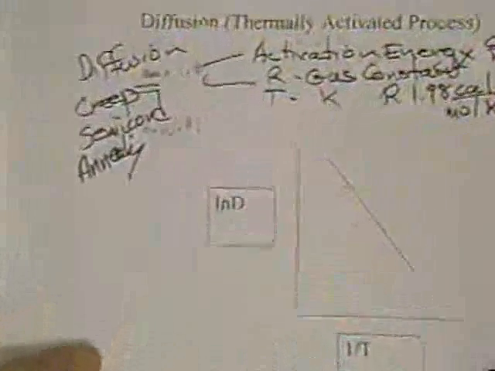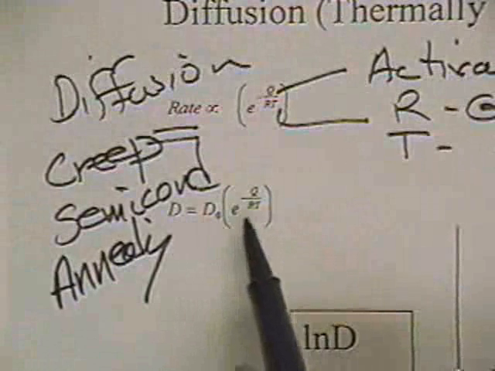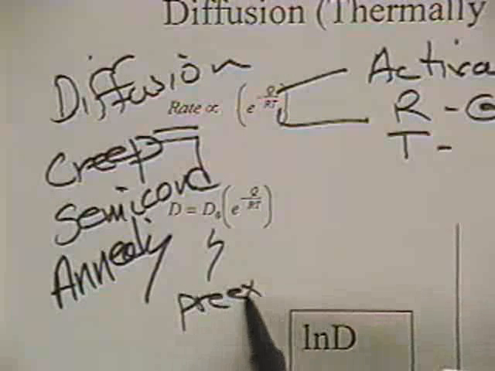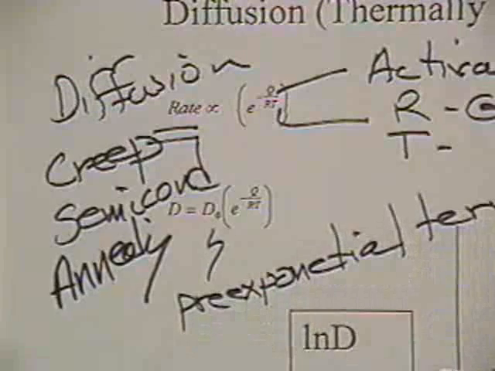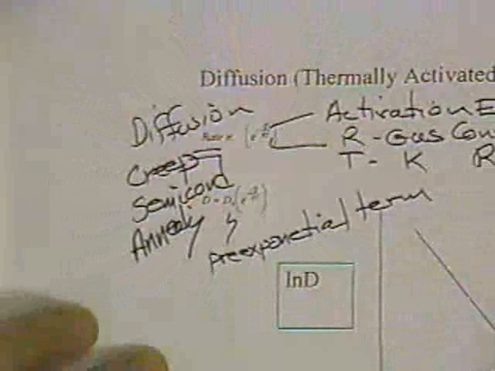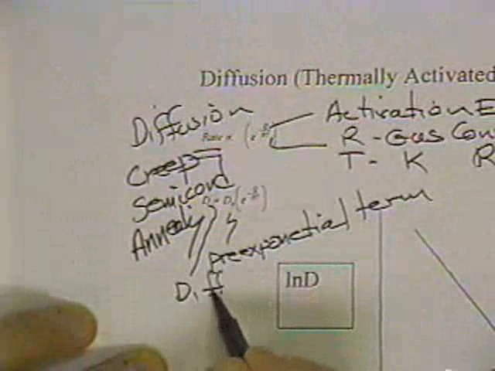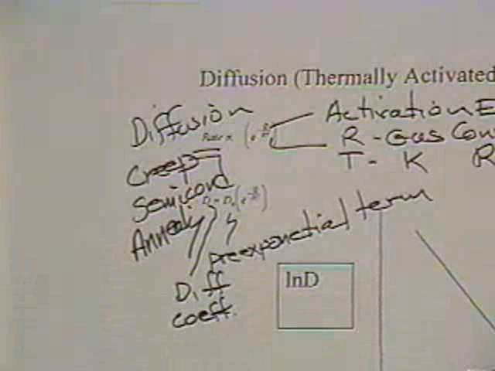Now for diffusion, if we can take a look at that diffusion equation there a little bit, please. For diffusion, we can write that the diffusion coefficient D is equal to D0 e to the minus Q over RT, where D0 is called the pre-exponential term, and really it has everything in there that we don't know. D here is the diffusion coefficient. Now, supposing you'd like to calculate Q, how can you do that?